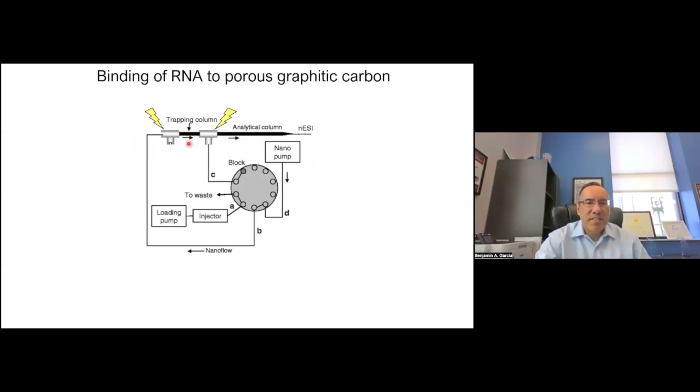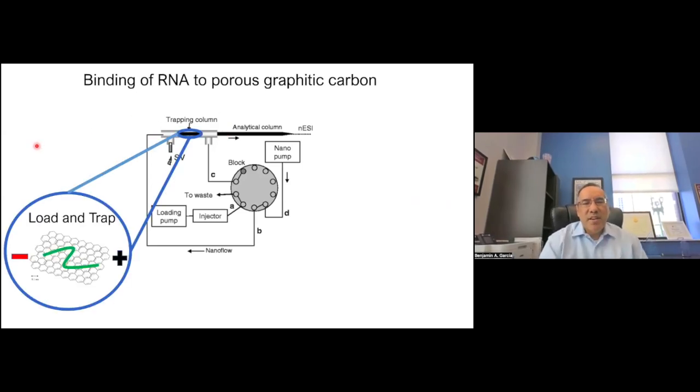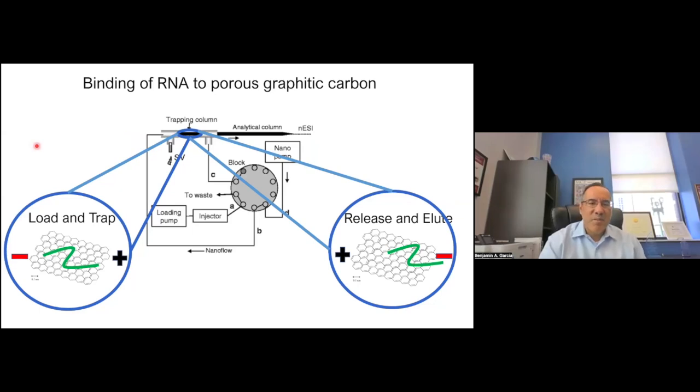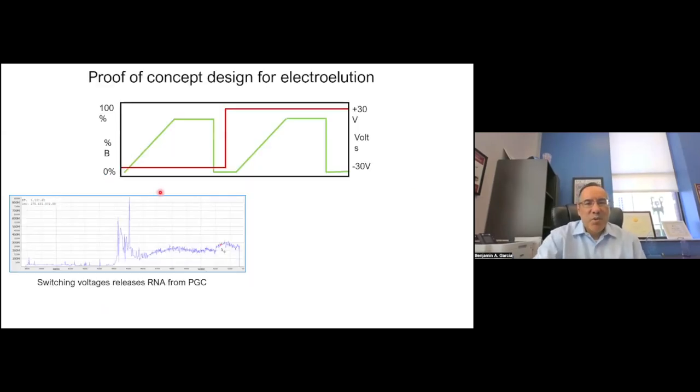If we have our normal C18 columns and a trapping column, also PGC, so this is all PGC, not C18, and we put a voltage on the trapping column, could we trap and load RNAs and then release them with a voltage switch to have a second degree of separation? Here's a proof of principle experiment. We're holding the voltage constant here, and there are a few things leaking out because we are increasing the gradient.